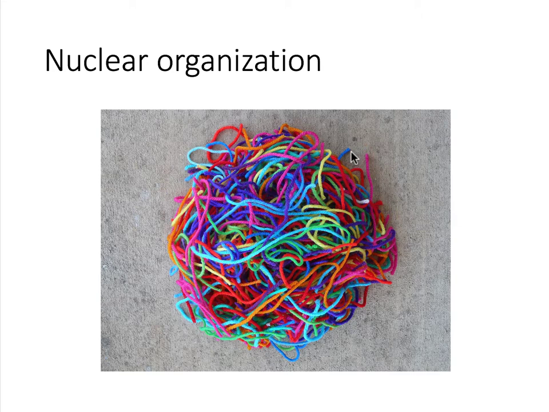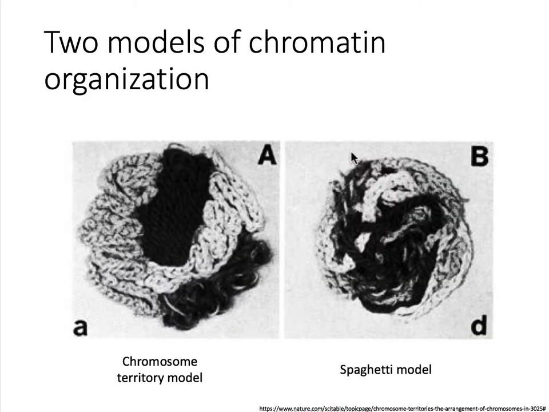Here is the most simple model of how we can fit chromosomes into the nucleus, represented by this yarn ball with the yarns of different color representing different chromosomes. Everything is just randomly stuffed into the nucleus. As long as we can fit it in, we don't care how it's in there and what pieces of the various chromosomes are close to each other and possibly interacting with each other. In the right panel here, you see another representation of this model, which is called the spaghetti model.